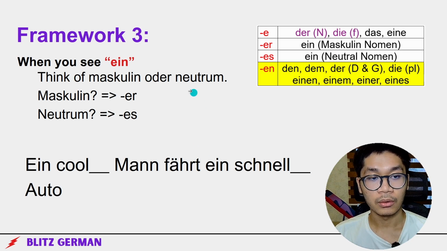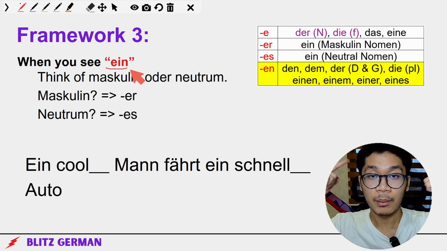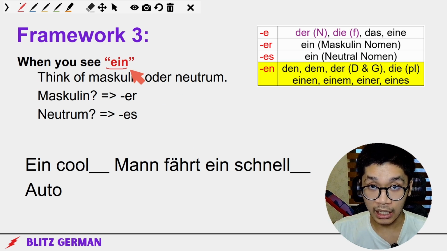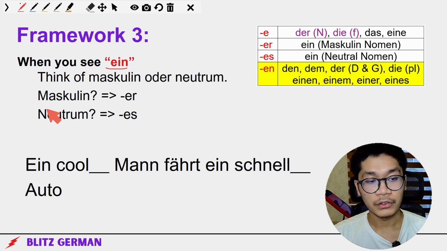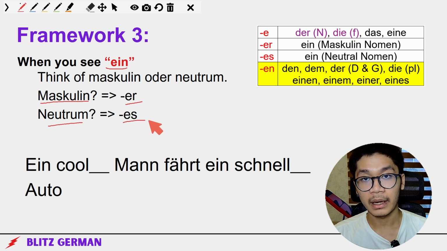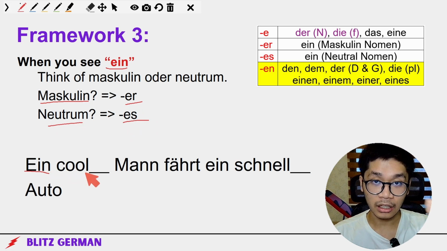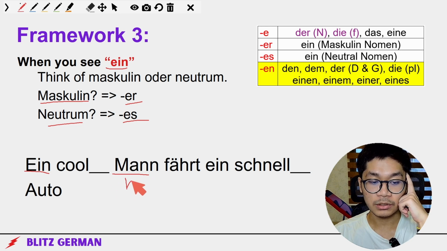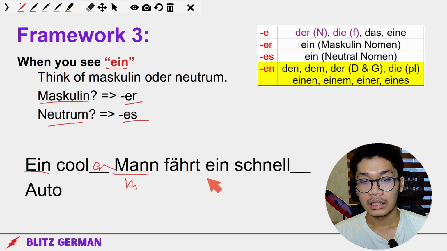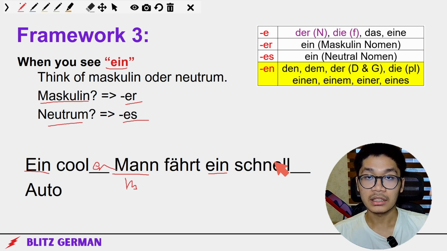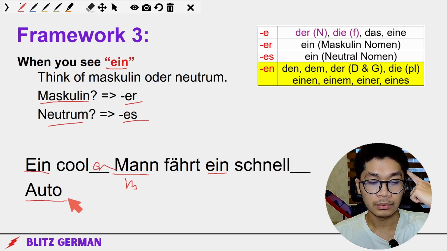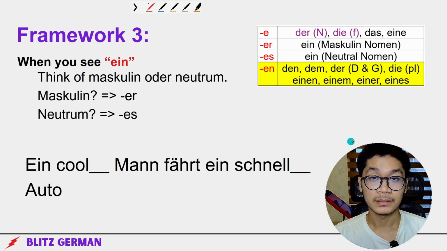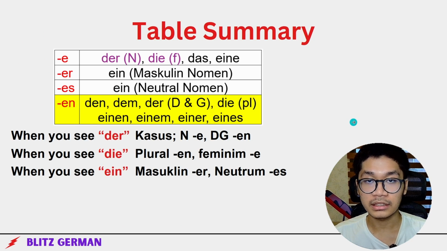Framework number 3. When you see ein, instantly think of masculine or the neutrum. If it's masculine, er. If it's neutrum, es. So here you see ein, think of masculine or the neutrum. Masculine, so er. Here ein, instantly think of masculine or the neutrum. Neutrum, so es. Easy.